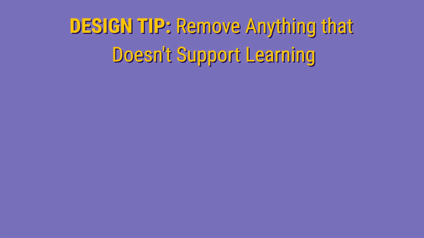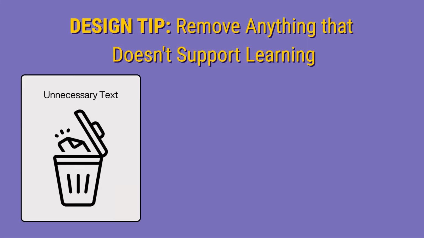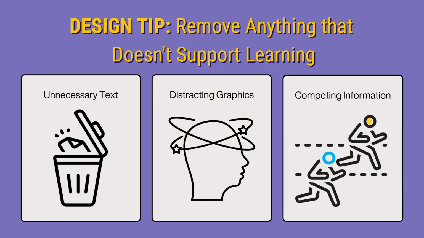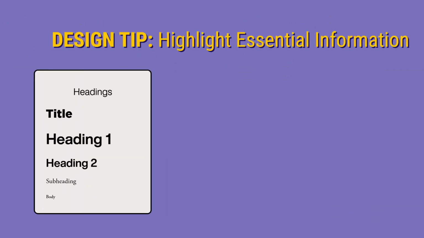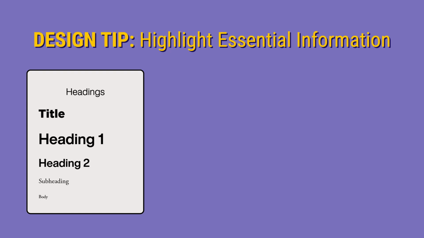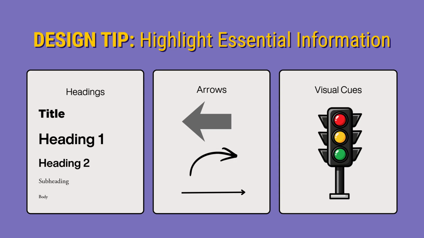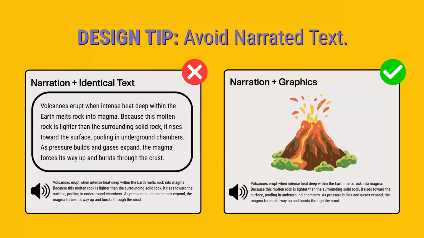The coherence principle tells us to remove any unnecessary words, pictures, and sounds. The signaling principle adds cues that highlight essential information through headings, arrows, bold text, or outlines. Together, the coherence and signaling principles reduce distractions and guide learner attention toward what matters most.